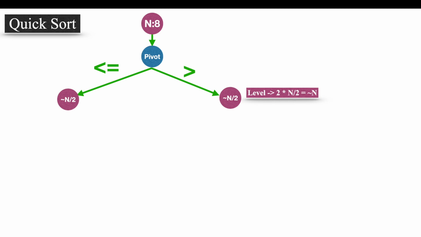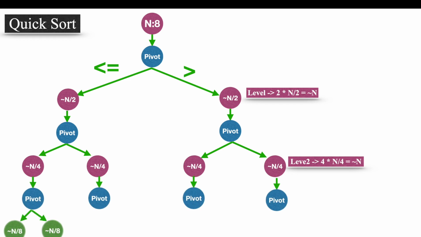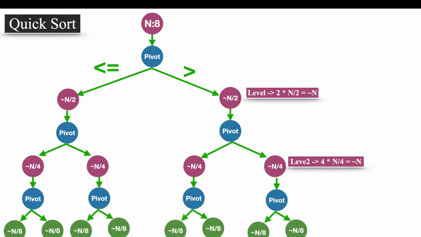Let's move on to level 2. Again, you will have two pivots and each pivot divides into n by 4 and n by 4. Again, approximately you have n comparisons. Then finally you have level 3 where you will have 4 pivots. So it approximately divides into n by 8 and n by 8. So at level 3 also you have approximately n comparisons.